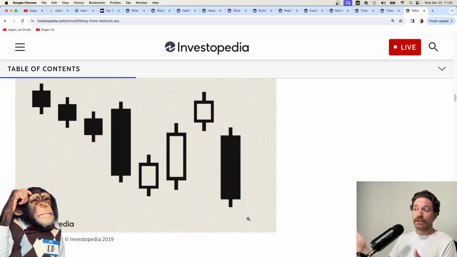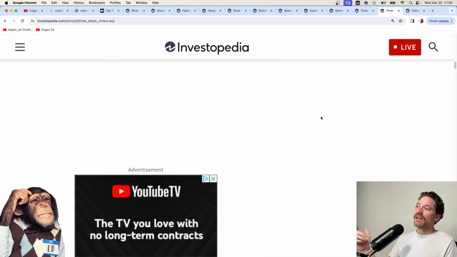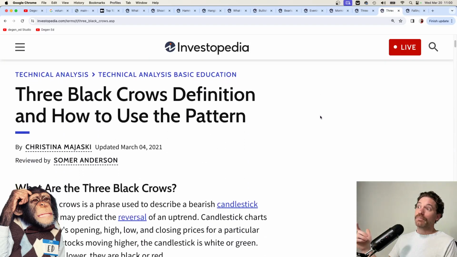And contrary to this, you could also see rising three methods, which would be the exact opposite. If you see three red candles following a green one, that could suggest that price would be continuing to the upside. So good to be keeping that into consideration when considering a pattern like the three black crows.